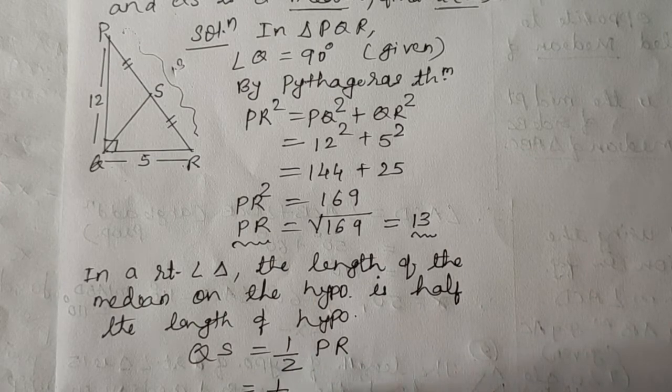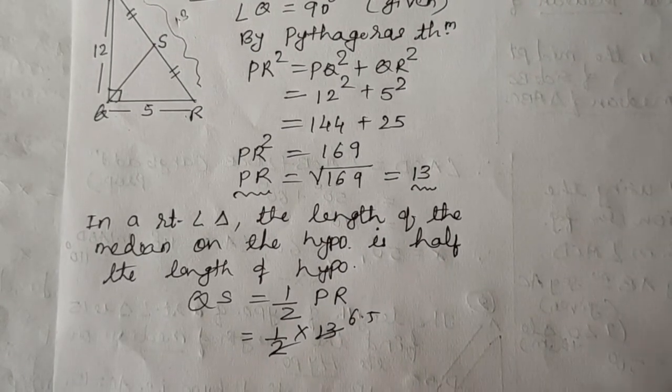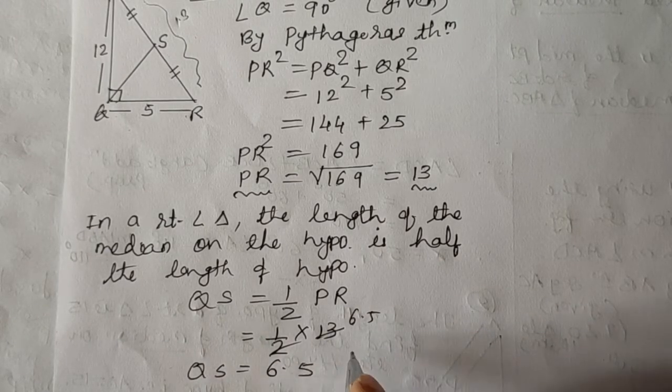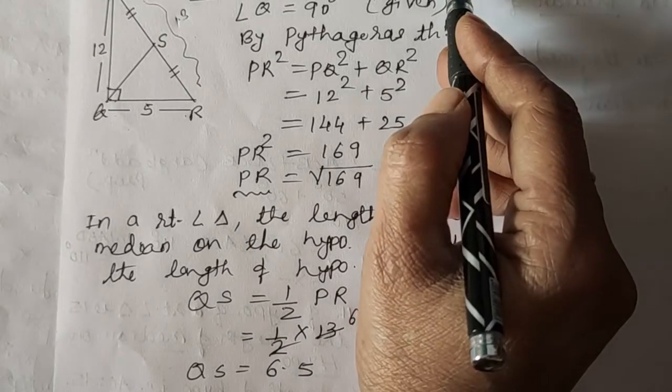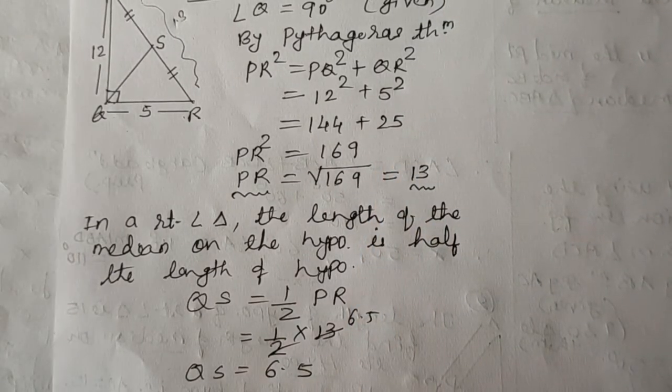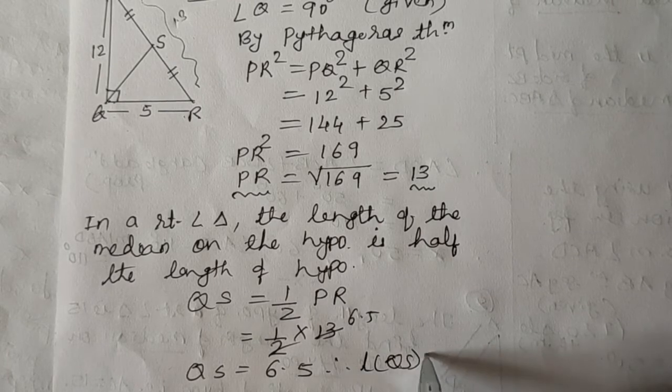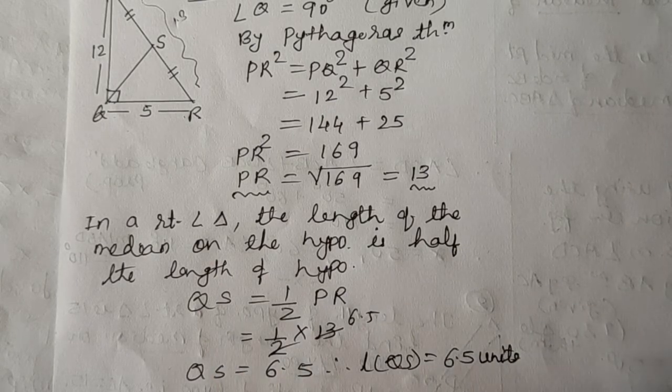Let's put the value. You have got PR now as 13. Just simplify, and the answer is QS is equal to 6.5. And that only you have to find, the length QS. So therefore length QS is equal to 6.5 units. When there is no unit given, you can write units.